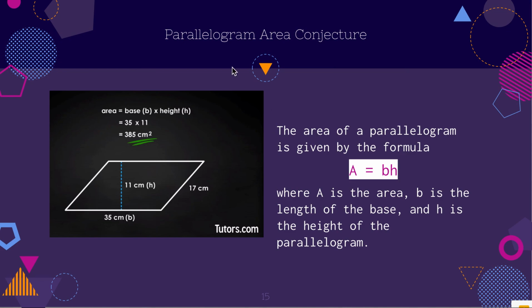So add this to your notes. The parallelogram area formula is area equals base times height, and then draw and write this example down in your notes.